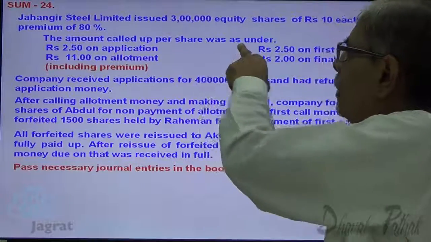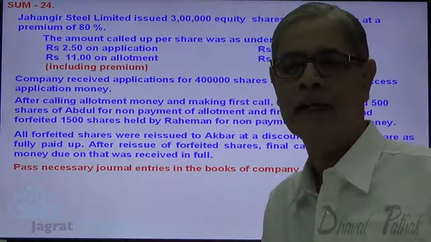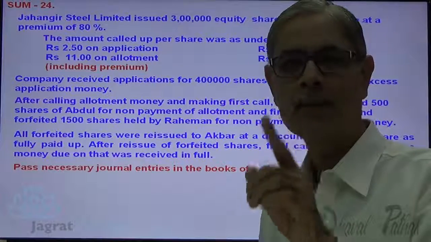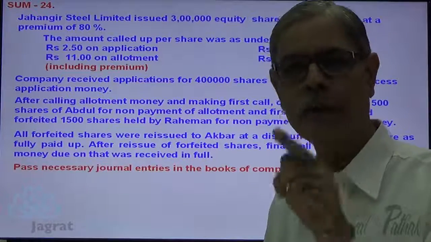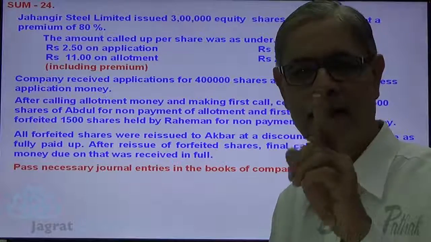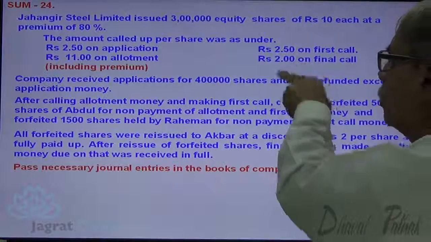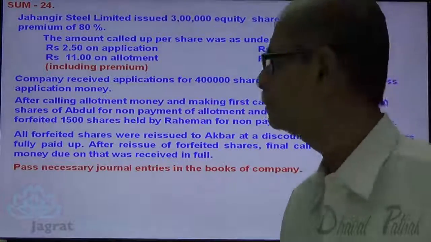The amount called up per share was as under: 2.5 with application, 11 with allotment. So amount demanded is rupees 11 with allotment, that includes premium. How much? 8 rupees. So 3 rupees is the capital and 8 rupees is the security premium. Demanded on first call 2.5, final call rupees 2 per share.